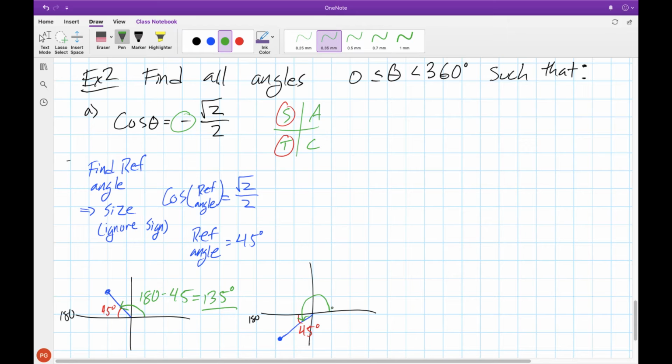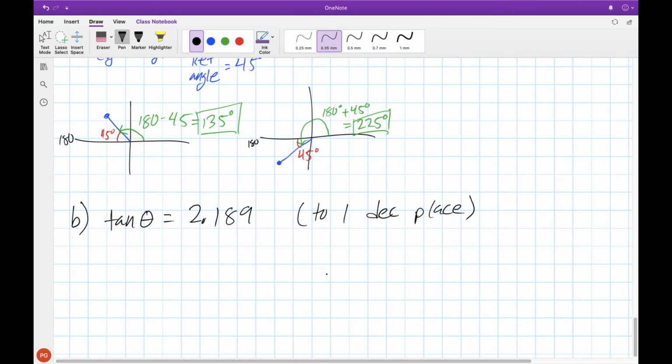For our second diagram, it's 45 degrees larger than 180, so our answer would be 180 plus 45 degrees, which is 225 degrees. And those are our two answers. 135 and 225 degrees will give us a cosine equal to negative root 2 over 2.